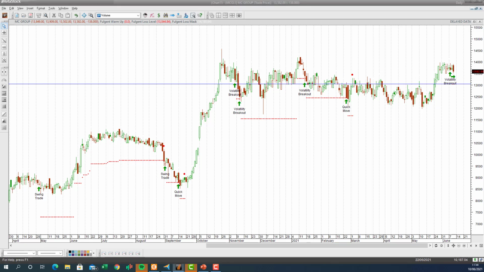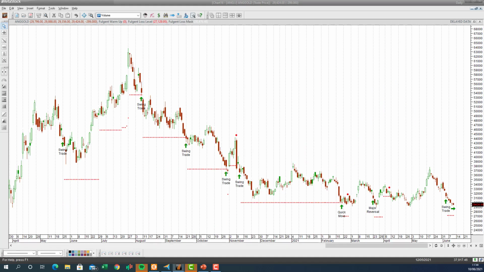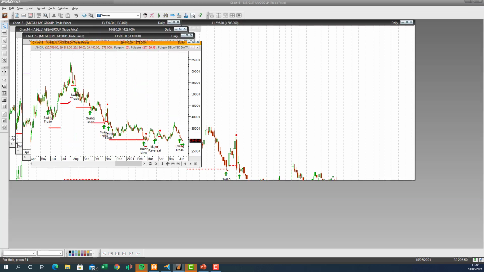Anglo Gold is the next one. This code 104, which is a swing trade there. Classic swing trade, yeah. Now this one, there's been lots of swing trades. Some have worked out, some haven't, but it is in a swing trade now. The stop loss here is this level here, 27,129, and the opportunity for a swing trade back up in Anglo Gold. That's in a long. Bats Group.